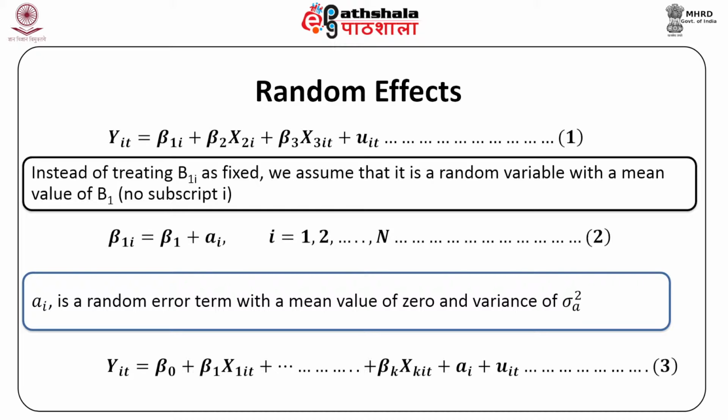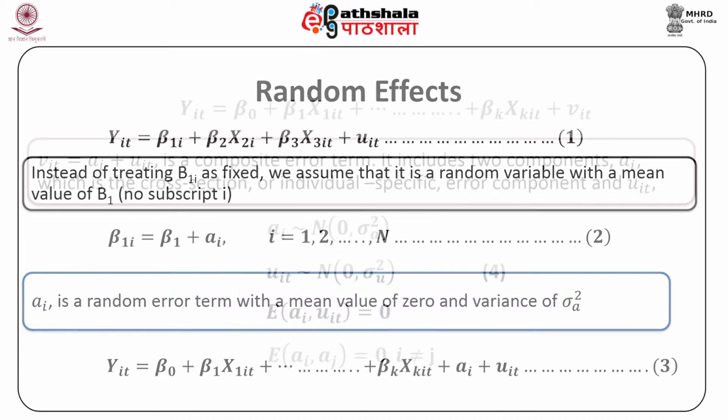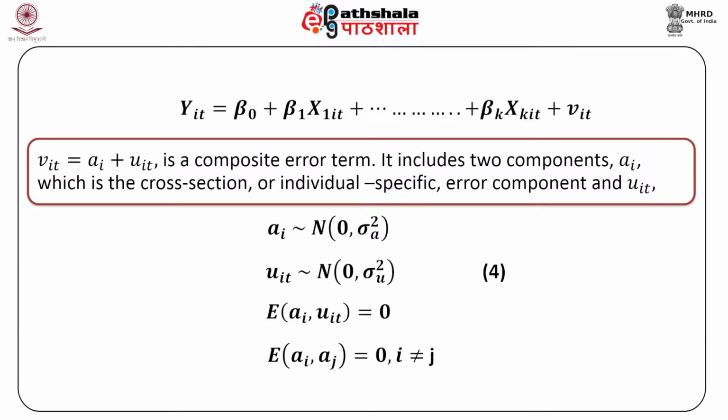Substituting equation 2 into 1, we get the unobserved effects model. Y_it = beta_0 + beta_1 x_1it, and this equation will go on to beta_k x_kit + a_i + mu_it. This can be further represented as Y_it = beta_0 + beta_1 x_1it going till beta_k x_kit + v_it, where v_it = a_i + mu_it is a composite error term.